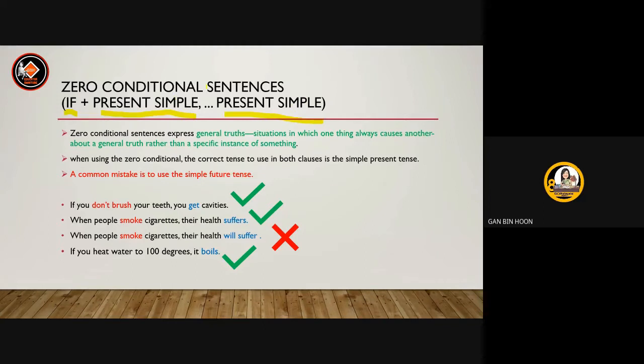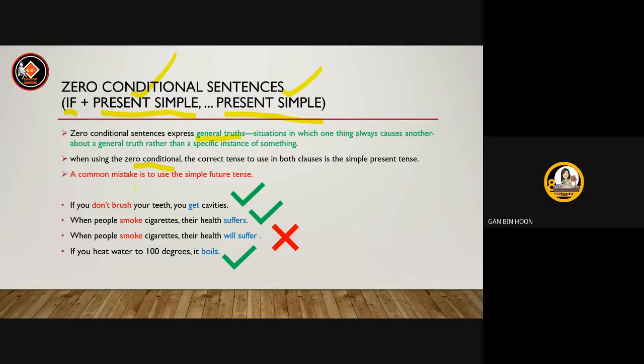Okay, let's look at what is zero conditional sentences. Zero conditional sentences express general truth, kenyataan. Situation in which one thing always causes another, about a general truth rather than a specific instance of something. Okay, sesuatu fakta. When using the zero conditional, the correct tense to use in both clauses is the simple present. Okay, bila kita guna zero conditional, bermaksud we are talking about something which is true, and then we must use both present simple and present simple.